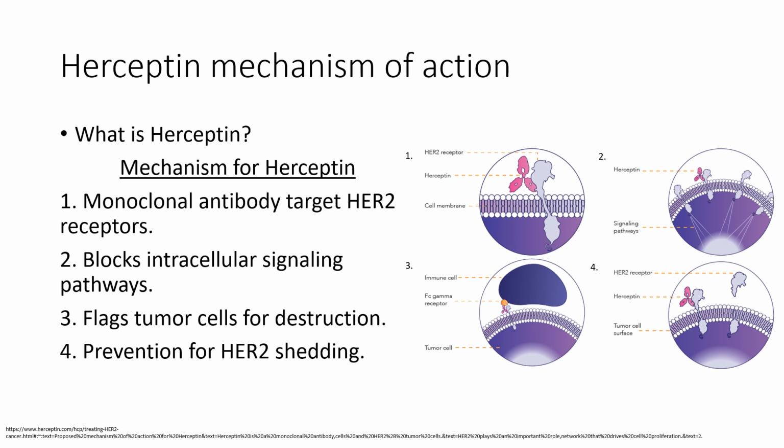Moving on to the second step here, which involves the blocking of intracellular signaling pathways. Herceptin, through the blocking of intracellular signaling pathways, will then attenuate the signal transduction downstream. Herceptin then will promote apoptosis and arrest of cell proliferation to occur.